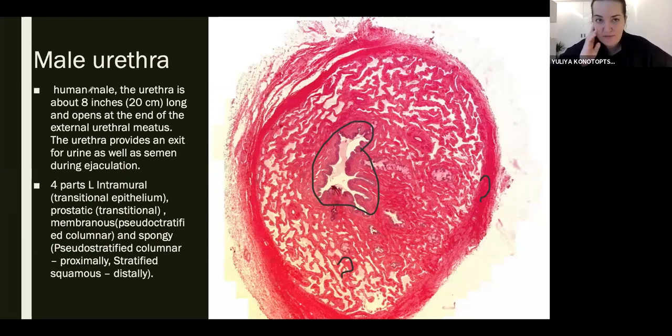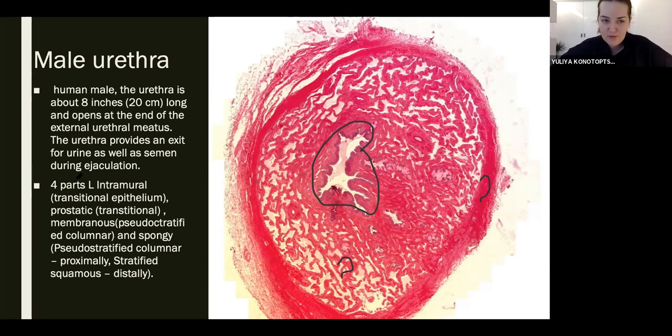Basically, in the human male, the urethra is about 20 centimeters, starting from the bladder, all the way to the tip of the penis, and it opens up at the end of the penis into the external urethral meatus. So this opening in the head of the penis is called external urethral meatus. This is the common pathway for the urine and semen during ejaculation.